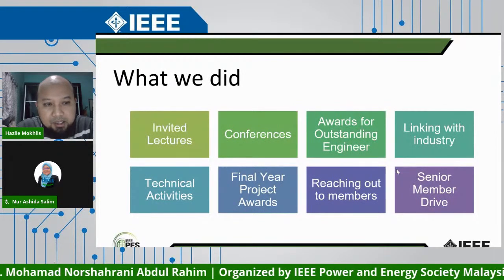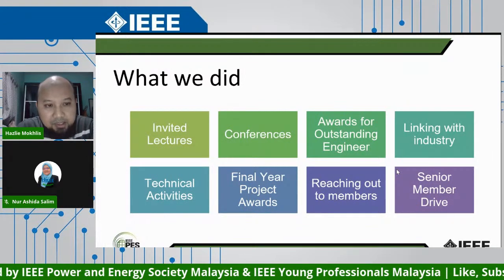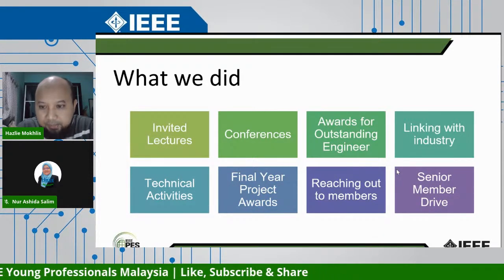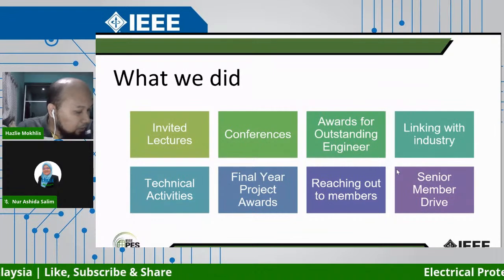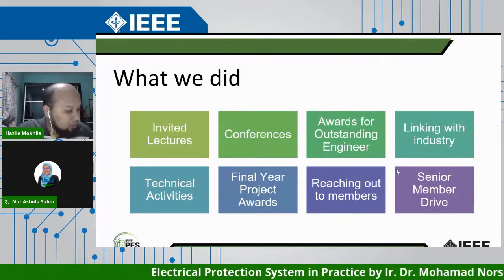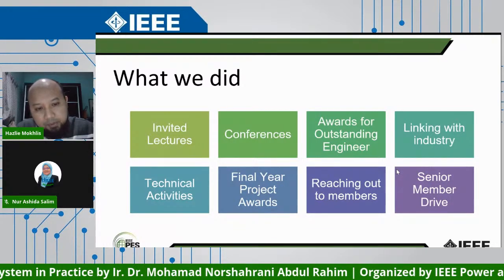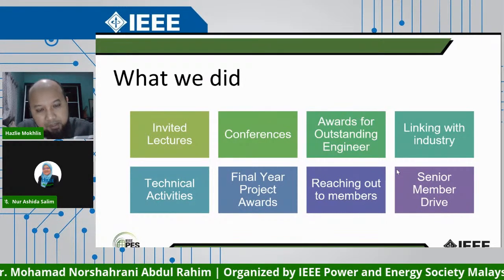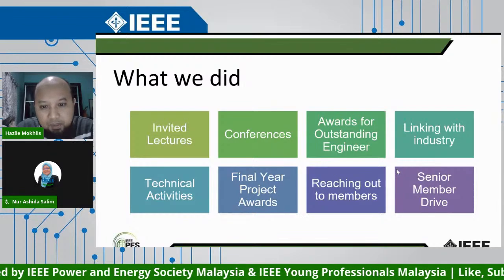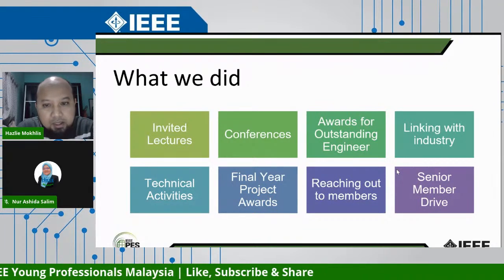Under IEEE PES, there are a lot of activities. We organize talks, invited lectures, and conferences, and we provide awards to engineers. For example, this year we have the Outstanding Engineer Award, Corporate Risk Award, Outstanding Student Award, and Outstanding Chapter Volunteer. We also have activities for students like the 5 minute final year project award. And recently this year we have EBSCOM, whereby more than 10 groups participated in these activities.